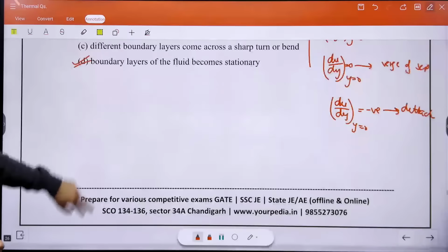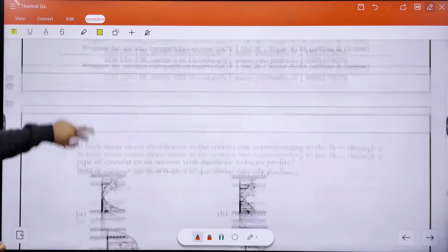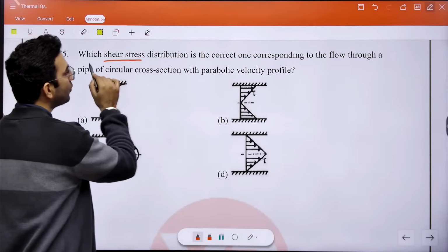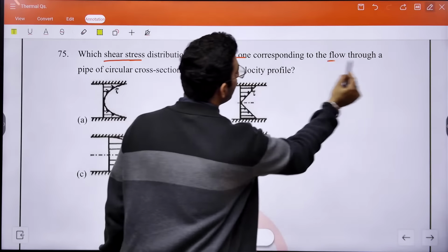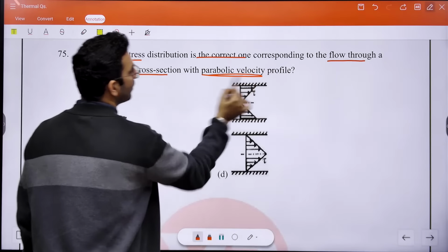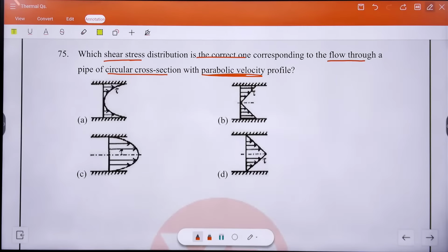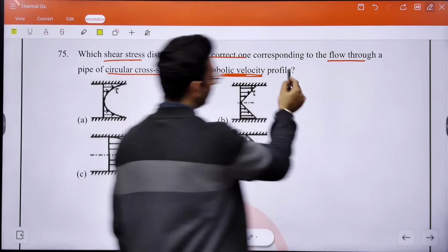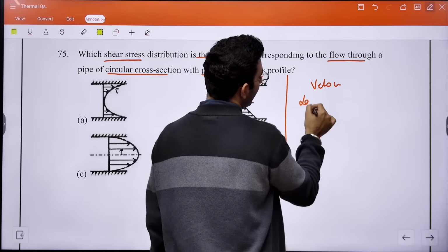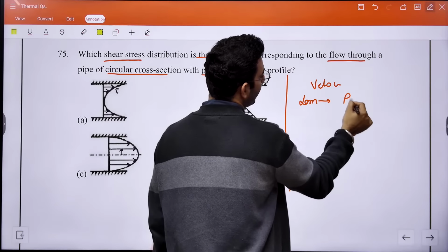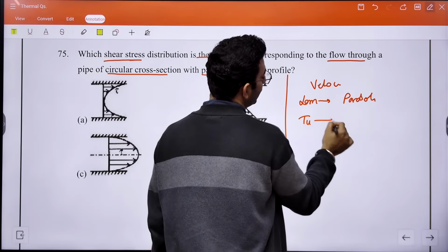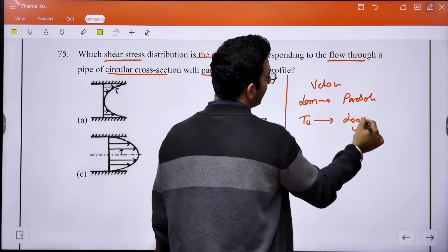Next question. Which shear stress distribution is the correct one corresponding to a flow through a pipe of circular cross section with a parabolic velocity profile? Okay, remember the conditions here. First of all, in the case of laminar flow, you are having a parabolic velocity profile. In the case of turbulent flow, you are having a logarithmic velocity profile here.